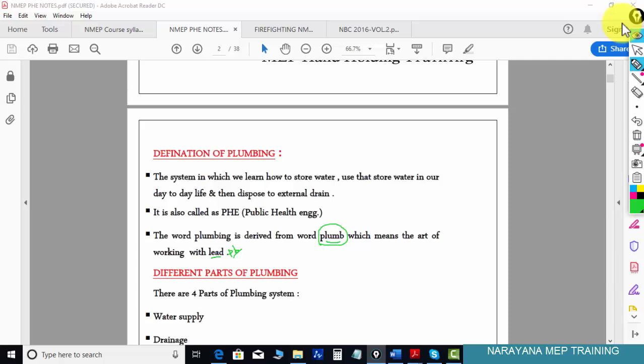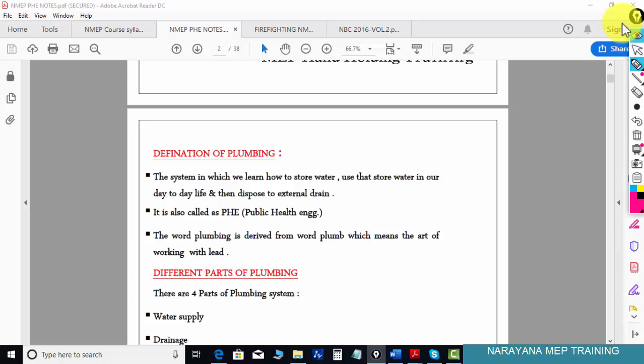And we know lead is more dangerous. Due to lead, there are a lot of issues, health hazards. Because of that only, we are not using it nowadays. It has been stopped. We are not using lead anymore. This all covers our general plumbing. Do you have any doubts in this? No? We'll move forward.